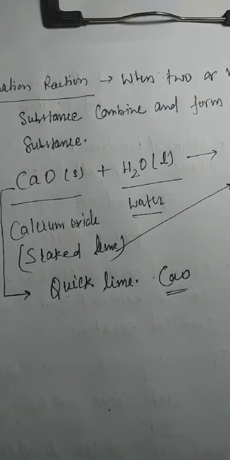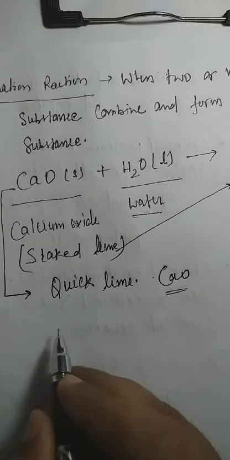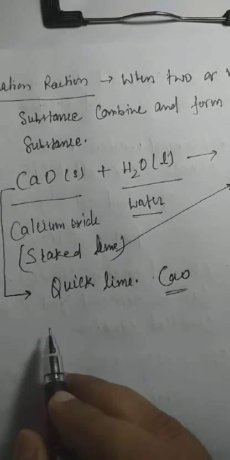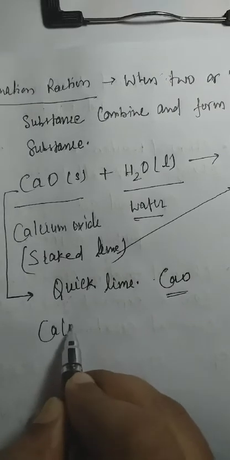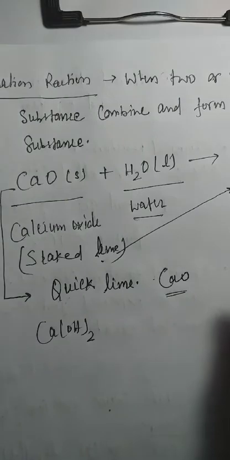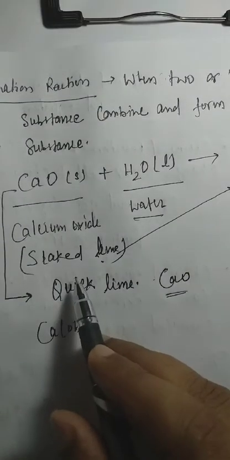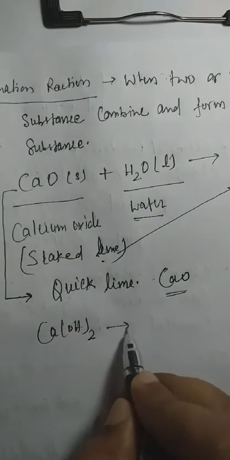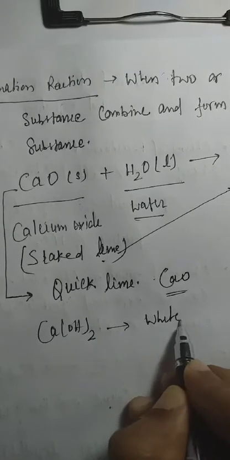Next is calcium hydroxide, which is used for whitewashing walls. If someone asks you a 1 mark question, Ca(OH)2 is called calcium hydroxide, or we also say this is slaked lime, used for whitewashing walls.